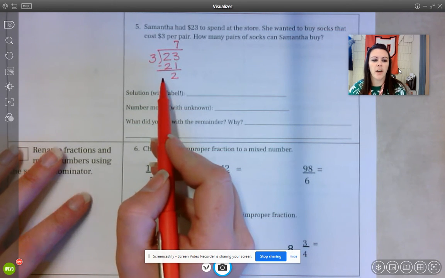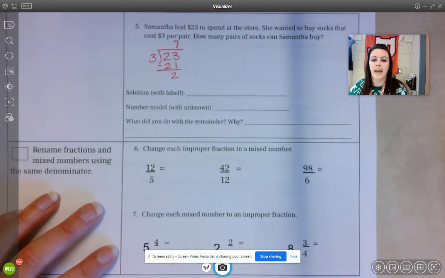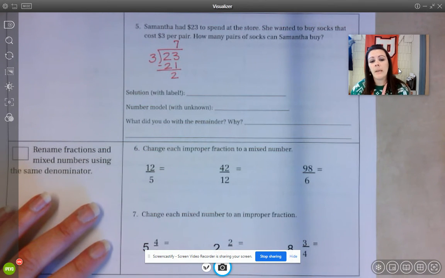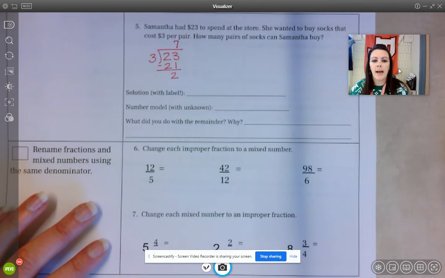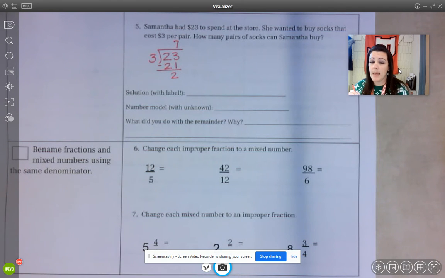It's an extra $2. So I need to think about what to do with that money. Should I just ignore it and keep that money in my pocket? Should I use that money to buy maybe a part of a pair of socks? Or should I hope for magic money and hope that they'll give me the socks for less than they actually cost?